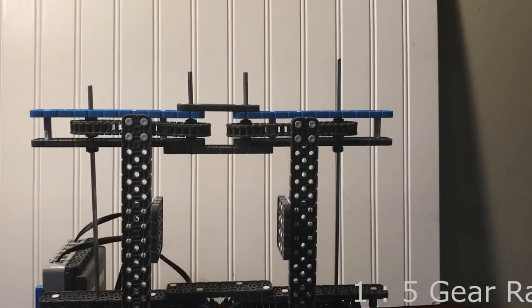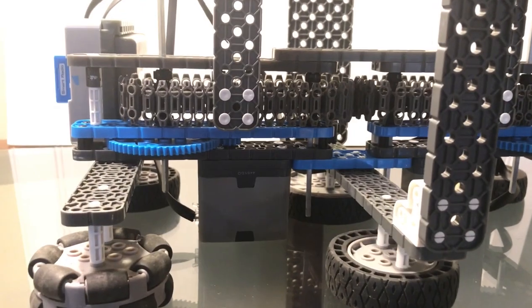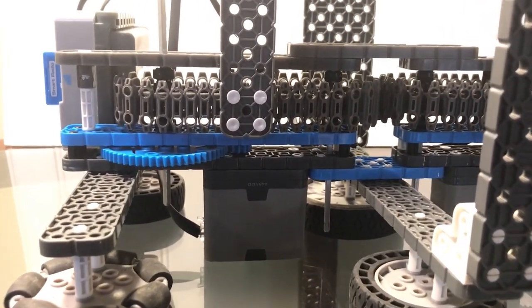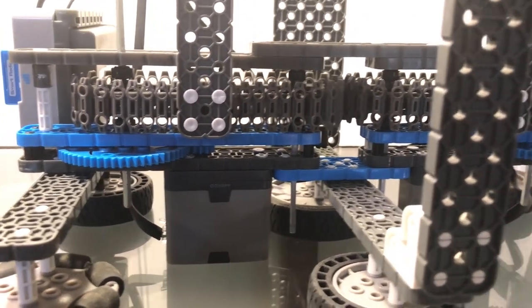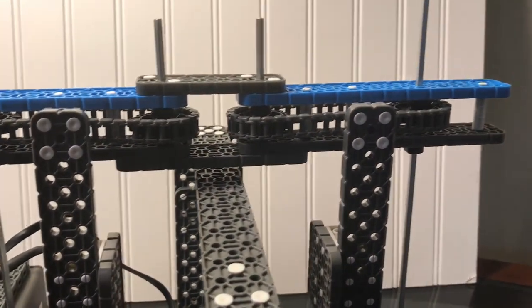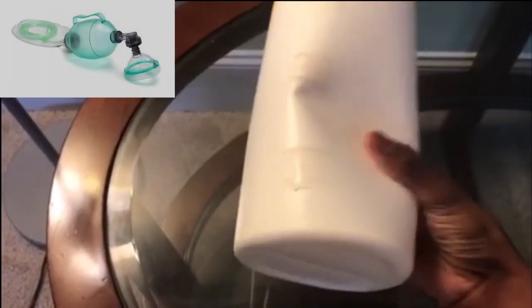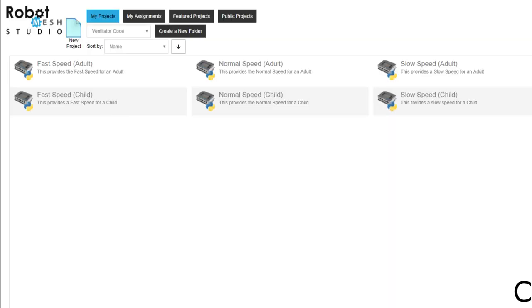I used a 1 to 5 gear ratio to make the torque stronger, and I used some sprockets with some chain to convert the rotational mechanics of a motor into linear motion. I used a simple plastic cylinder with a straw, since I don't have an actual bag valve mask, but it would work better with the actual since the plastic can indent on itself.